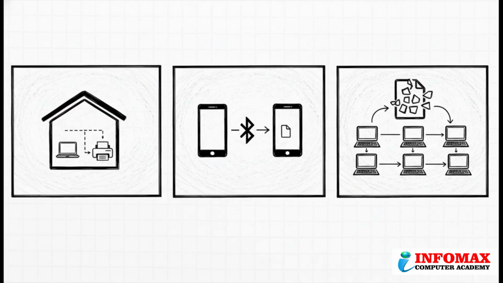You've definitely used P2P, probably without even realizing it. When you set up a home network to share a printer with your family, that's P2P. When you send a photo to your friend using Bluetooth, yep, that's P2P too. And of course, the most famous, or maybe infamous, example is torrent file sharing.